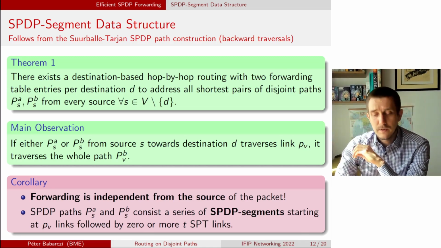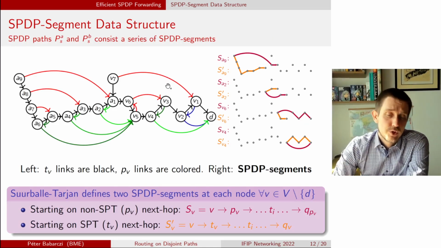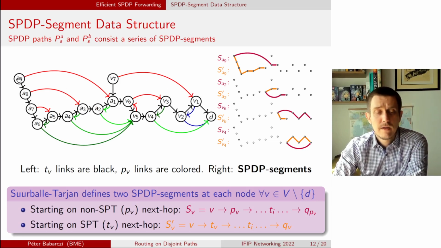So we call these SPDP segments, this construction, and an example is shown in this figure. On the left-hand side, we show a network again, where the black links are the shortest path tree links, and the colored links, the red, the green, and the blue links, are the non-shortest path links. And on the right side, we can see these SPDP segments.